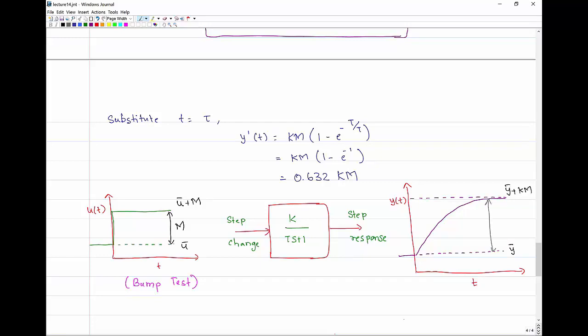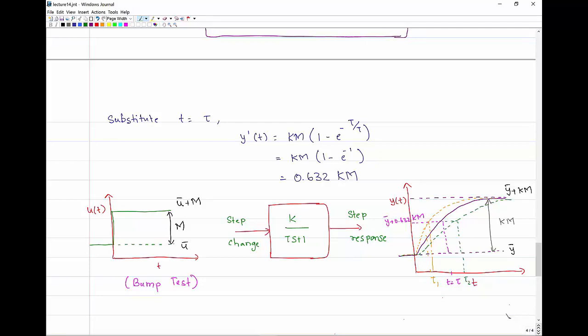So the response starts at its initial value y bar and reaches a new steady state value that is equal to y bar plus k times m. And the change in the output is equal to k times m. It is important to notice that for every m units of change in the input, the output is going to change by k times m units. Also, note that at t equal to tau, the output is equal to y bar plus 0.632 times km. In other words, the output reaches 63.2% of its final value.